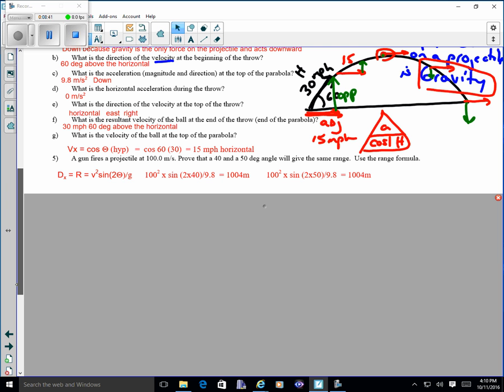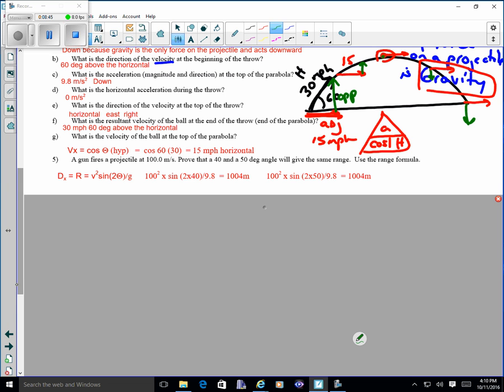So two angles that add up to 90 degrees will always give you the same range. And it makes no difference what speed they go at, as long as you have the same speed for both of them.